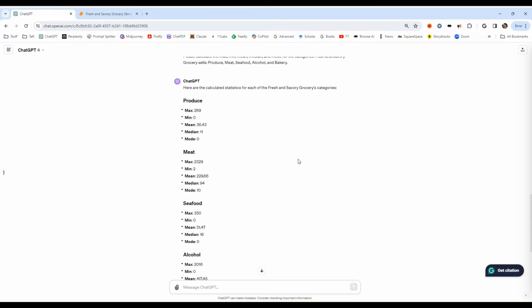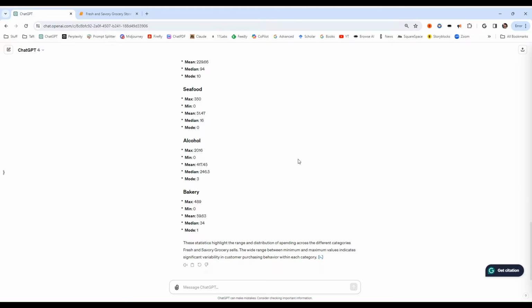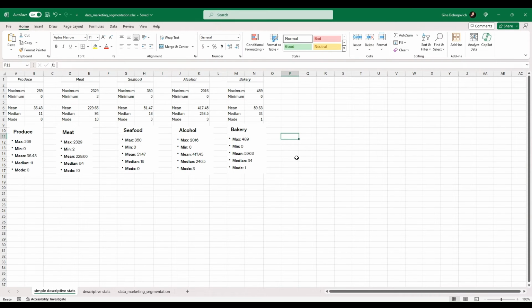Now we have this data, and I'm going to copy and paste it so that we can compare it in a source of truth of Excel. This is a step you don't need to do, but I'm showing you this so that we can easily see that both Excel and ChatGPT have come up with the exact same information. Therefore, ChatGPT is correct based on our source of truth, that is, analyzing this data in Excel.